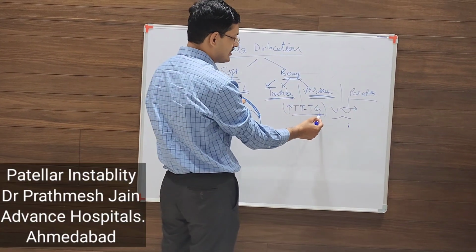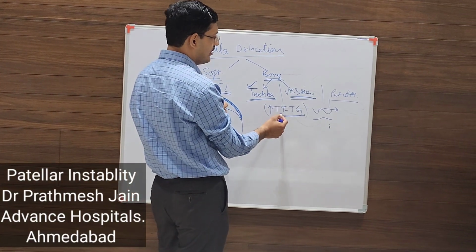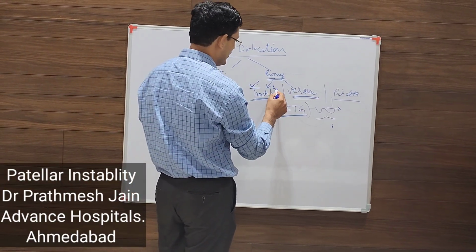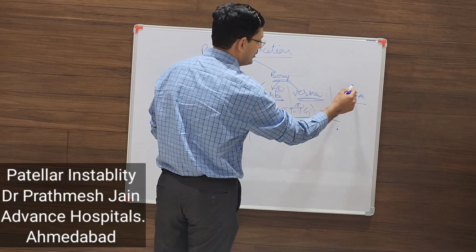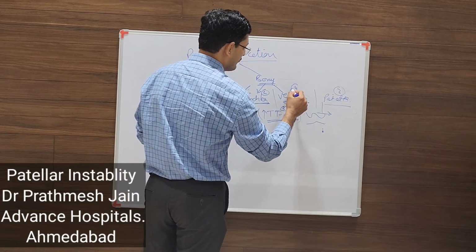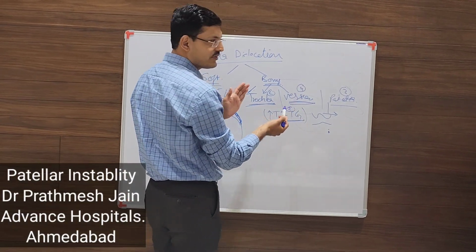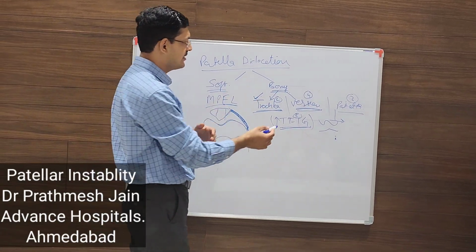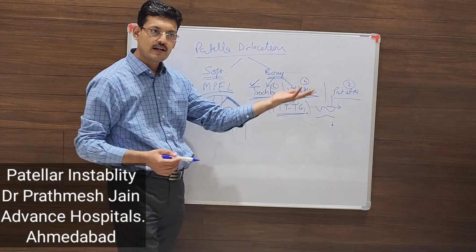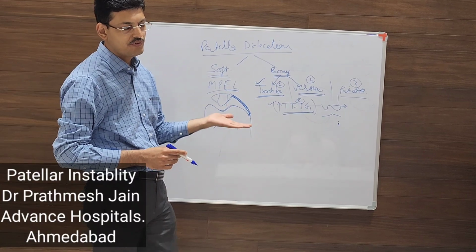Then the TTTG distance is another very important factor. After that there is patella alta. So this is 1, this is 2, this is 3, and version will be 4. And valgus also is one of the important areas. So if the valgus is there, the TTTG distance will be more, and that will lead to more chances of dislocation.